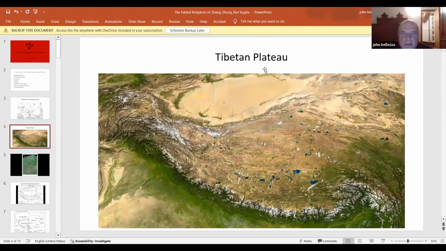Here is the Tibetan Plateau again, a topographic view. Today we're going to be looking at all these blue bits on the map. These are large lakes, mostly salt lakes, on the Changtang and in Western Tibet. And this is the area, the focus of the talk today.